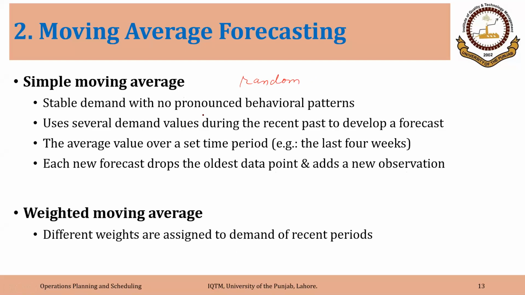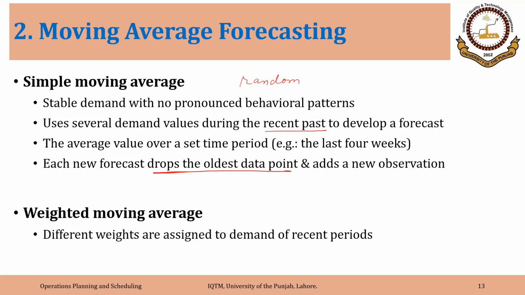It uses several demand values during the recent past to develop the forecast. So it is also one of the short-term forecasting methods. The average value over a set time period, for example, last 4 weeks, is taken. Each new forecast drops the oldest data point and adds a new observation. So that is why it is called moving average forecasting.